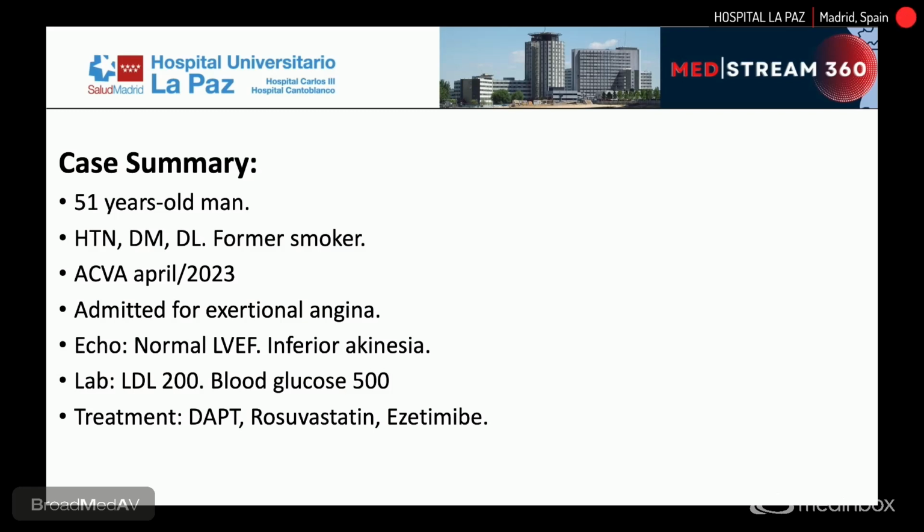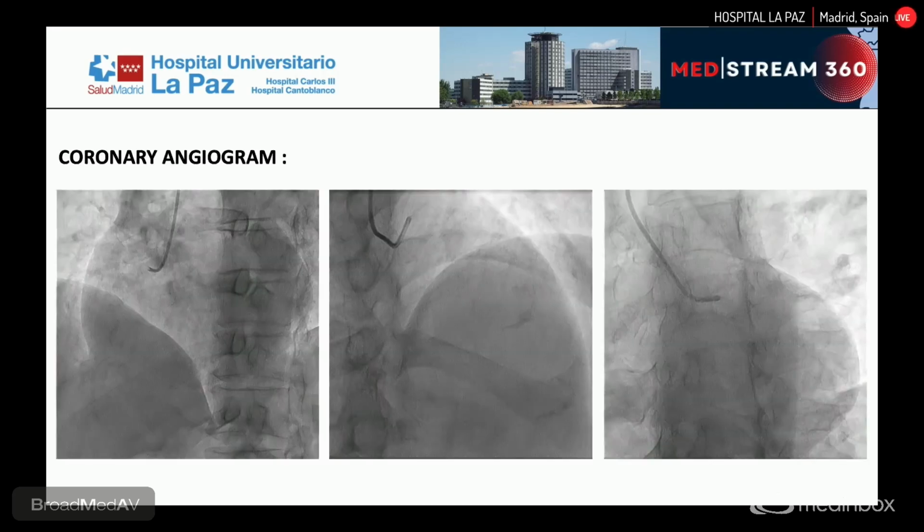An echocardiogram showed a normal left ventricular ejection fraction, but revealed inferior akinesia. Analysis results indicate a low-density lipoprotein level of 200 and a blood glucose level of 500. The treatment plan includes dual antiplatelet therapy, rosuvastatin, and ezetimibe.